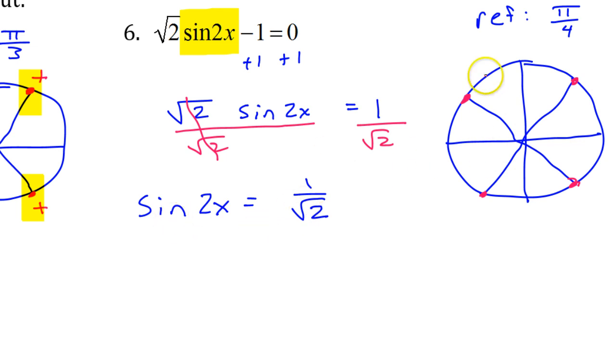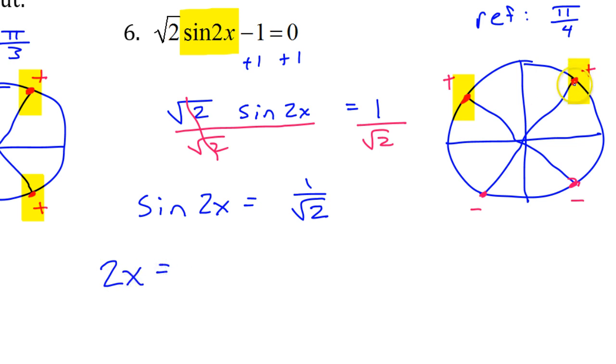But since sine is a y value on the unit circle, the sine of these 2 angles will be positive, and the sine of these 2 angles will be negative. In this case, we want a positive 1 over radical 2, so that means that these 2 angles will be where we find our solutions. Now, normally we would just say x is equal to this, x is equal to that. But we don't have x, we have 2x. So that's what we have solved for so far. We have solved for 2x.